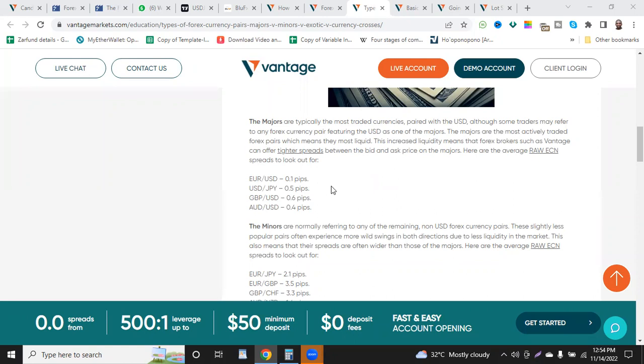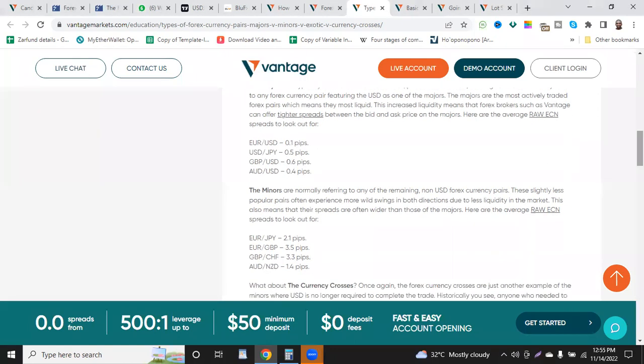So that's why I said Vantage is one broker with the lowest spread right now. Look at the spread we offer. Euro USD from 0.1 pips. That's extremely small. Then USD JPY 0.5 pips, GBP 0.6 pips, AUD 0.4 pips. You will notice that these are the major pairs that I mentioned earlier. These pairs comprise the major currencies that I talked about earlier. The 8 major currencies I just mentioned are contained here.